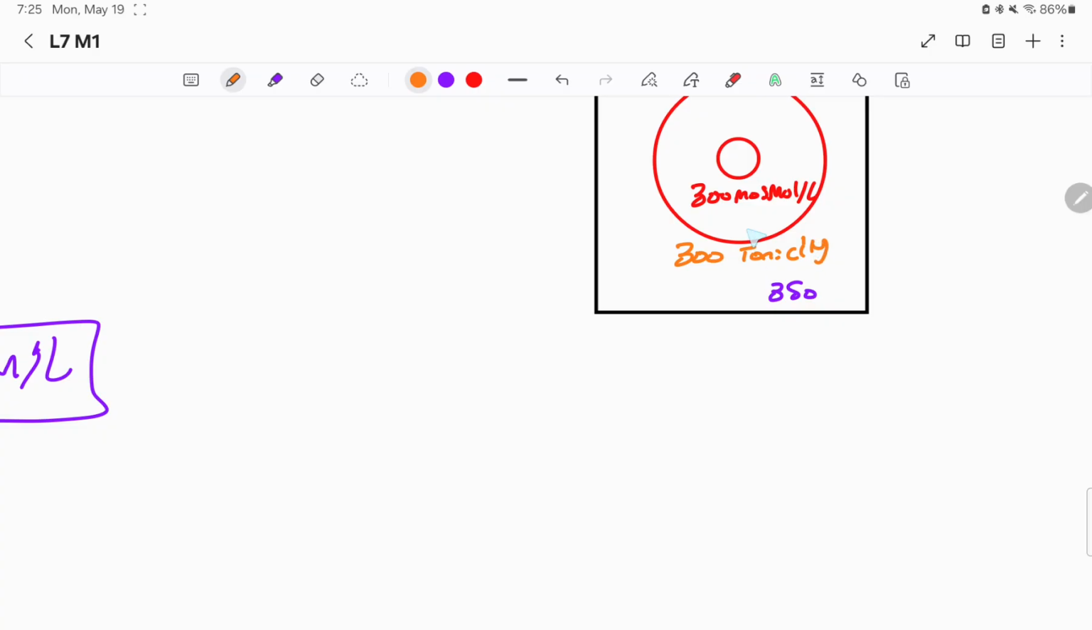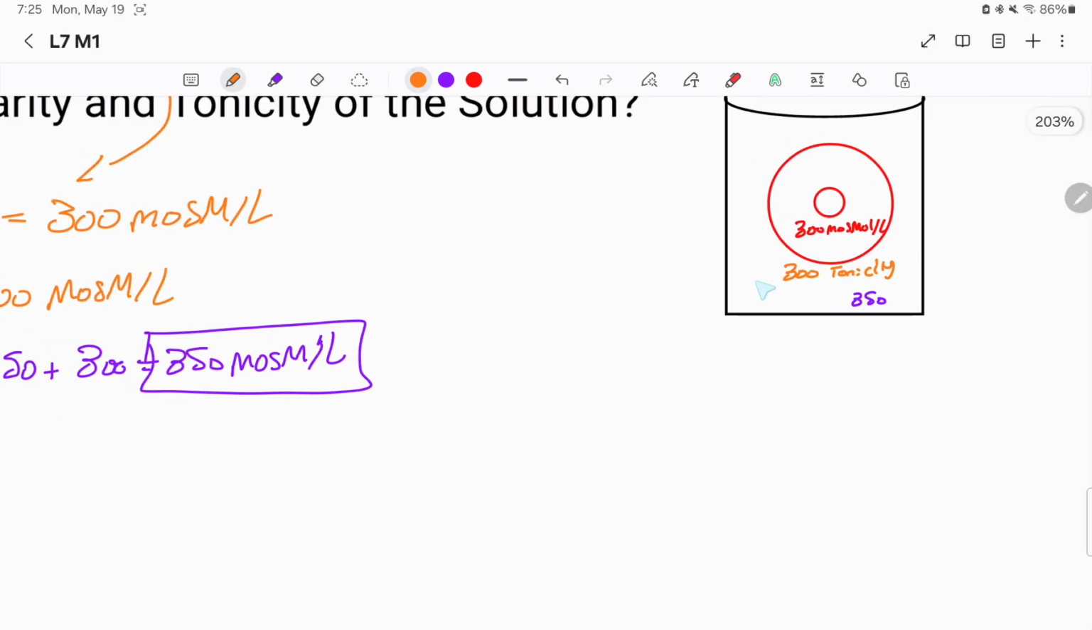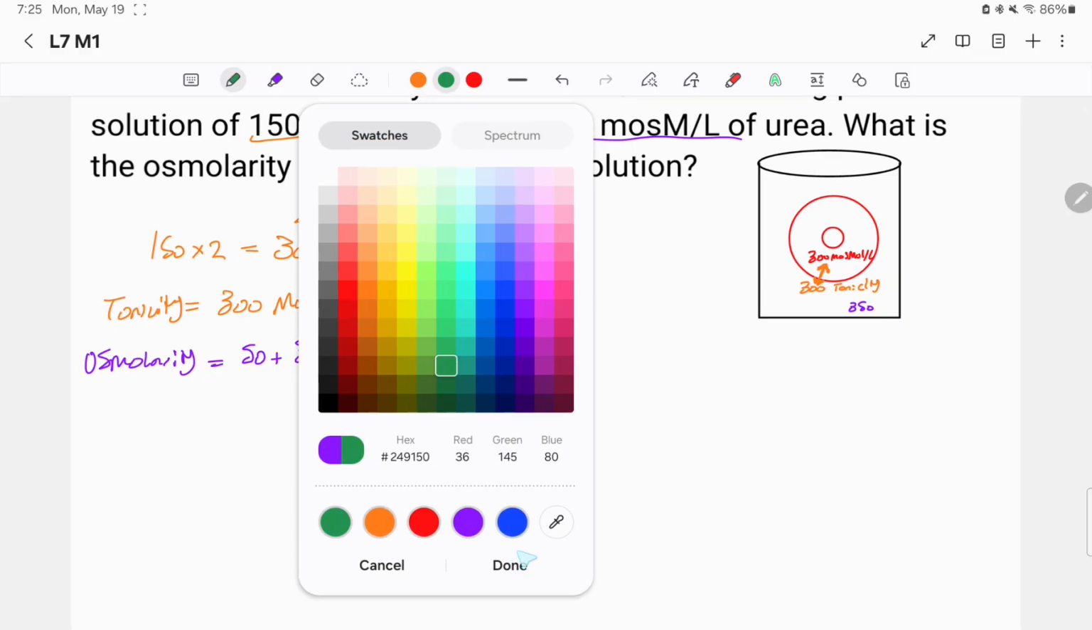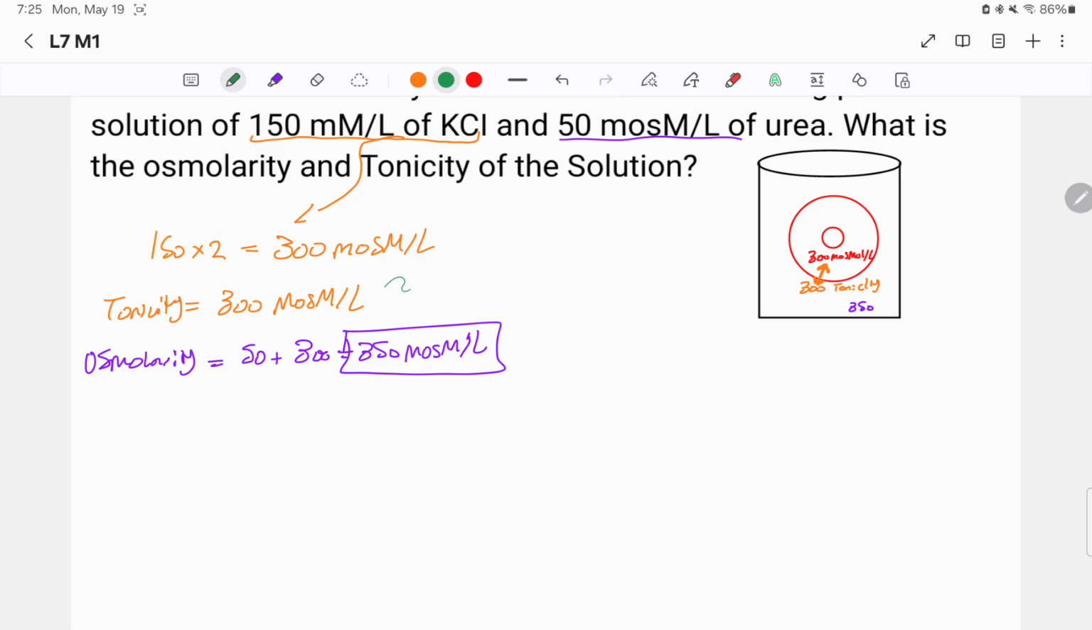Now, we know that the tonicity inside of a cell is usually 300, so that means that there's no net movement of water going to be occurring. We know that the osmolarity of this cell is 300, and we know that the osmolarity outside is 350. Thus, the environment of the cell, of the solution, can be described as this. The environment is isotonic, but it is hyperosmolar.